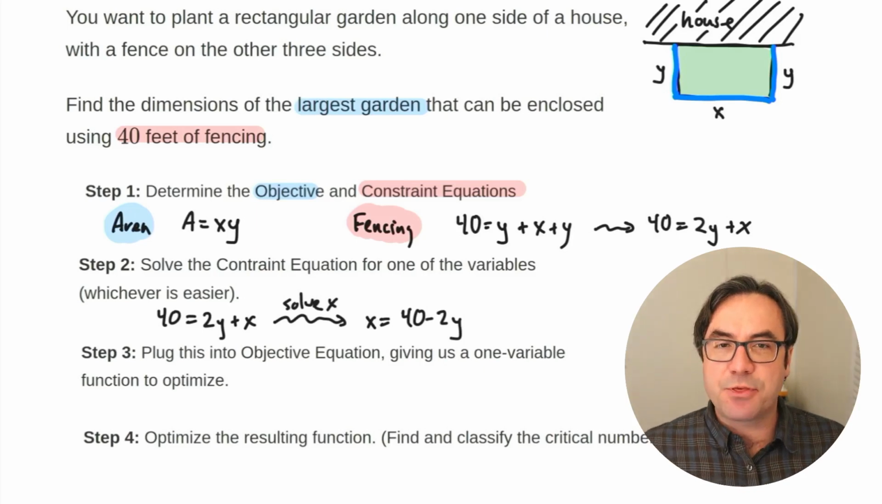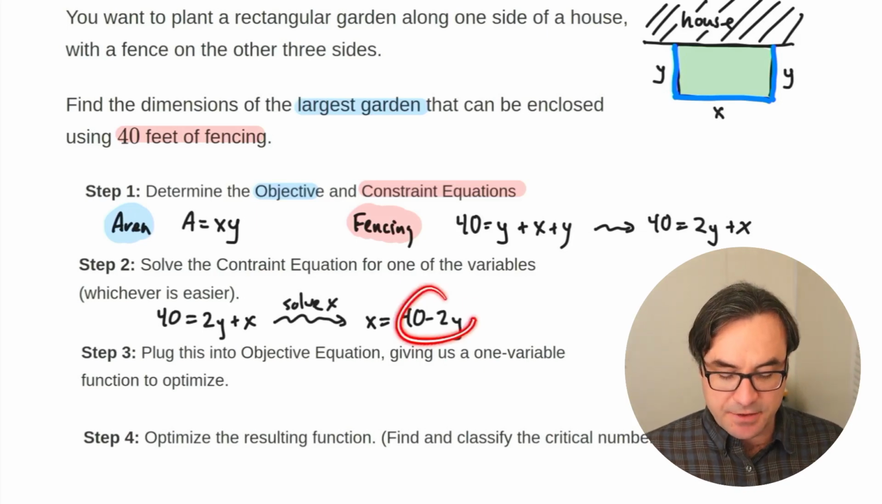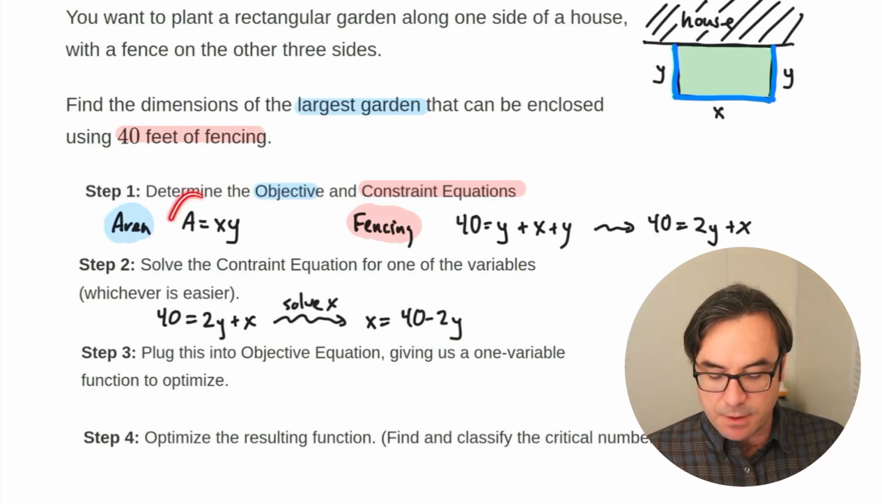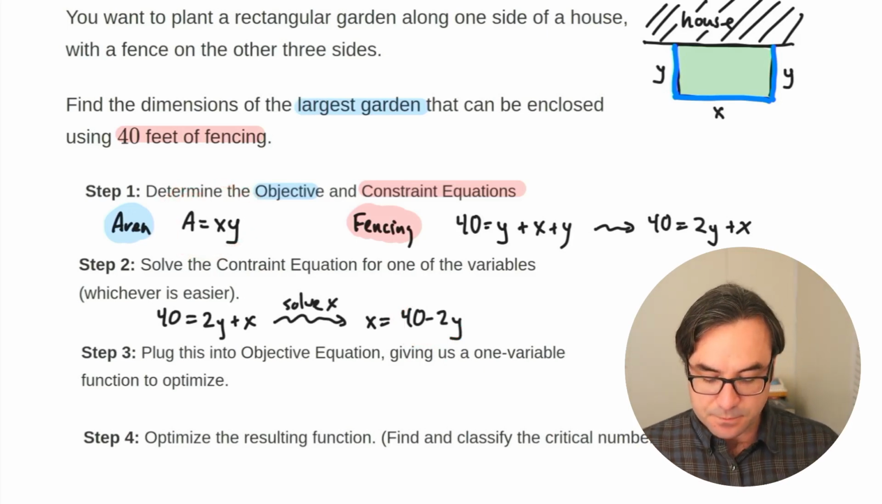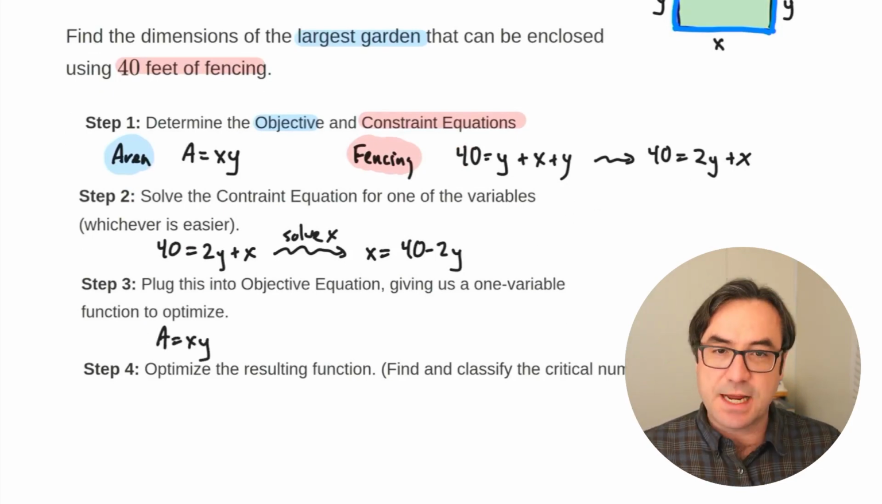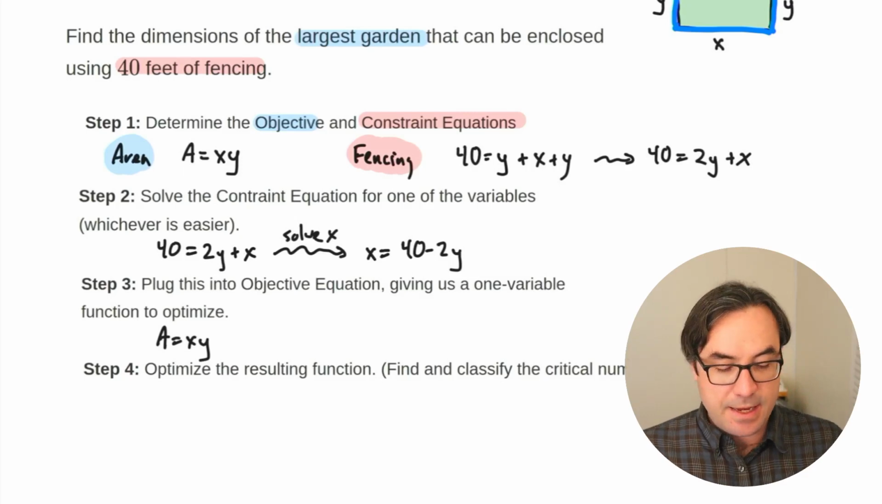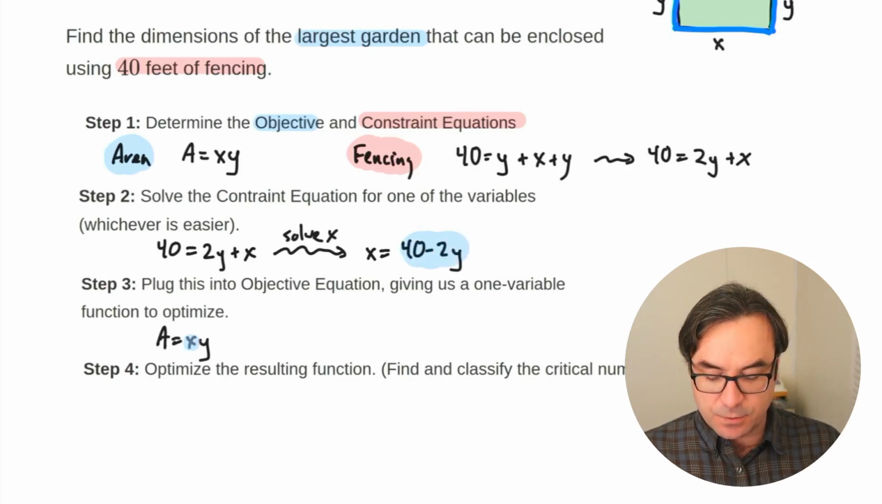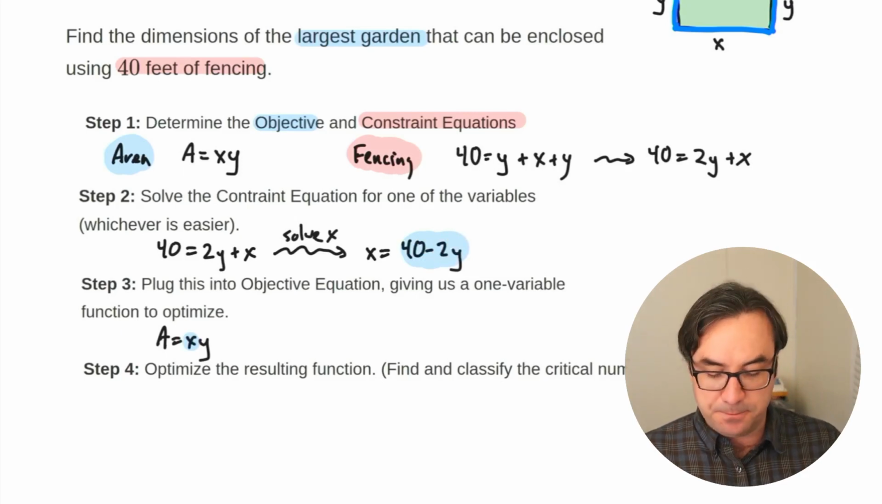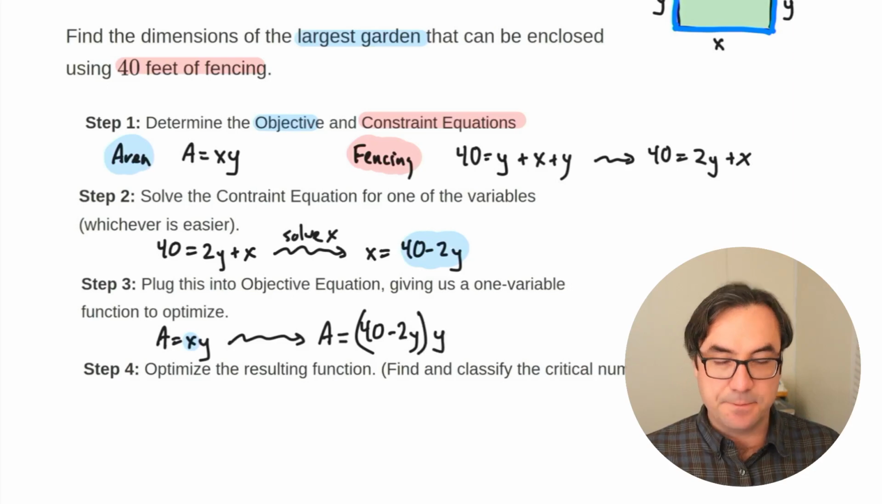And then step 3 is we're going to take what we solved for in our constraint, and plug it into our objective. So our objective is A equals x times y. And I solved for x, so wherever I see that in my equation, I'm going to replace it with what we just figured out. So our area formula is going to be 40 minus 2y times y.